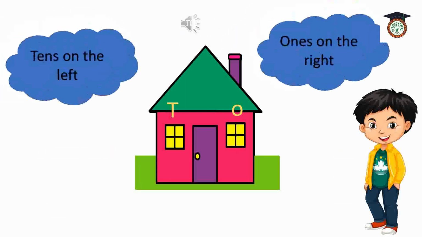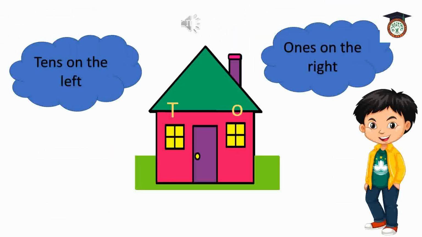My lovely students, remember our golden rule that we have to build the house on the numbers standing alone beside the equal sign, tens on the left, ones on the right. Let's count how many ones we have here. 1, 2, 3, 4, 5, 6, 7, 8, 9, 10. Here I have 10 ones.